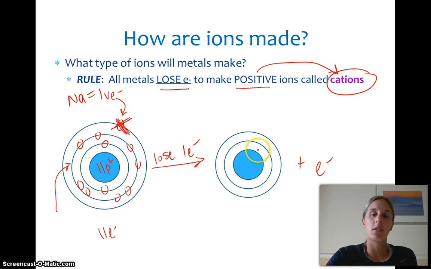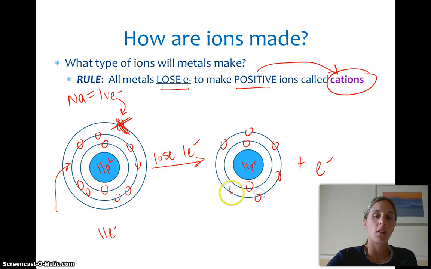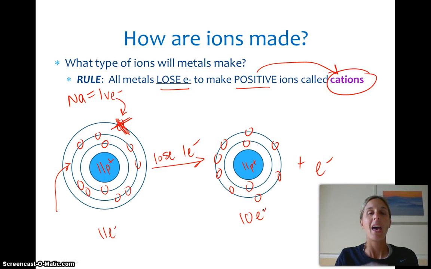So the electron's lost. Nothing happens to the nucleus. It still has 11 protons. But this time, we only have 10 electrons in our atom. And this is where the positive charge comes from. Because I have 11 positive things in my nucleus and 10 negative things in my energy levels, I now have an overall positive 1 charge for my atom. So when you lose the negative, you become positive.